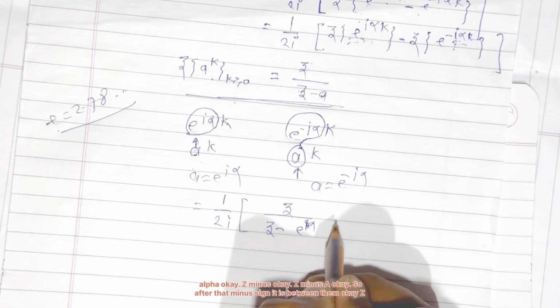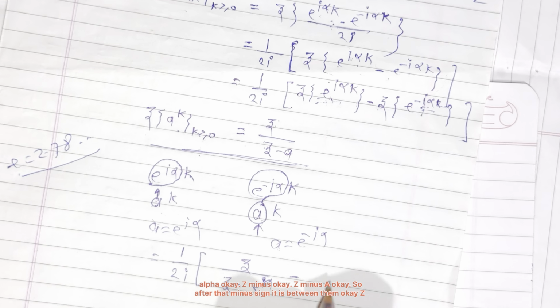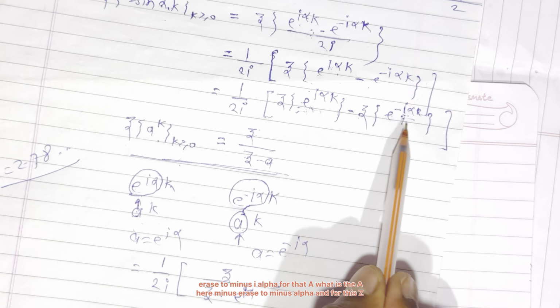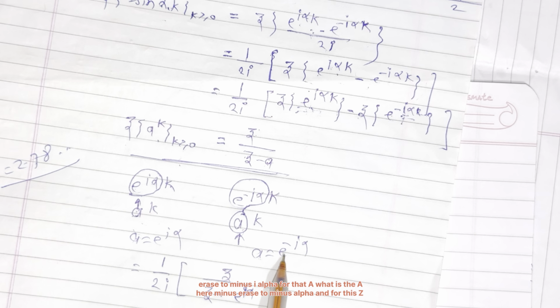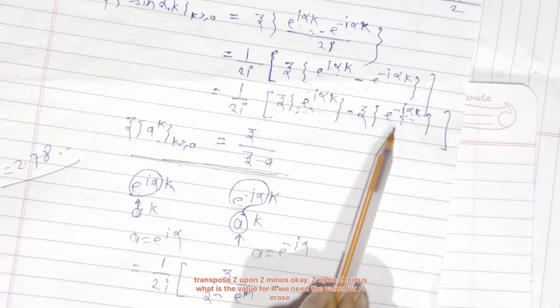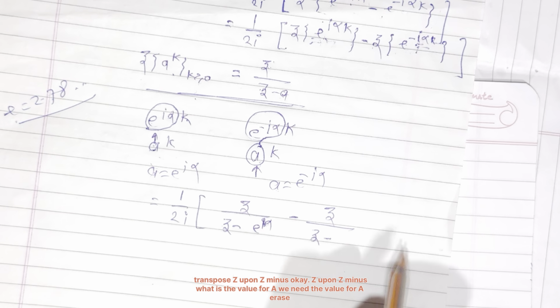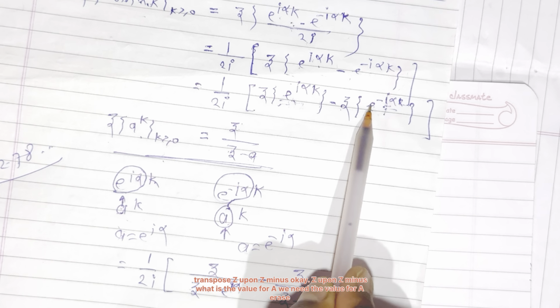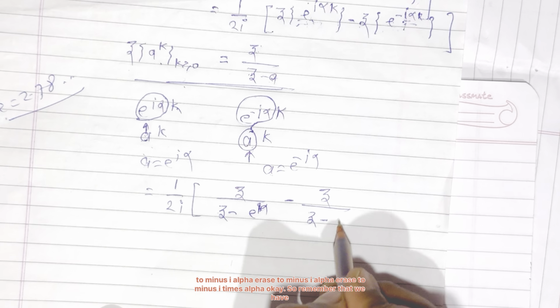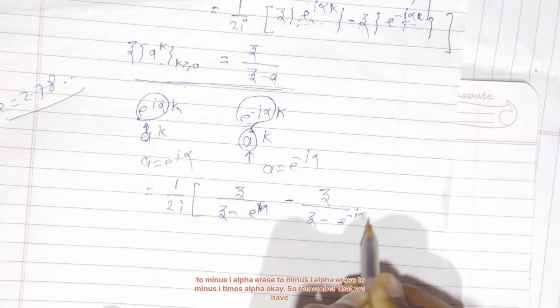Okay, so after that minus sign, it is between them. Z e raised to minus I alpha k. For that a, what is the a here? Minus e raised to minus alpha, and for this Z transform Z upon Z minus a, what is the value for a? We need the value for a: e raised to minus I alpha.